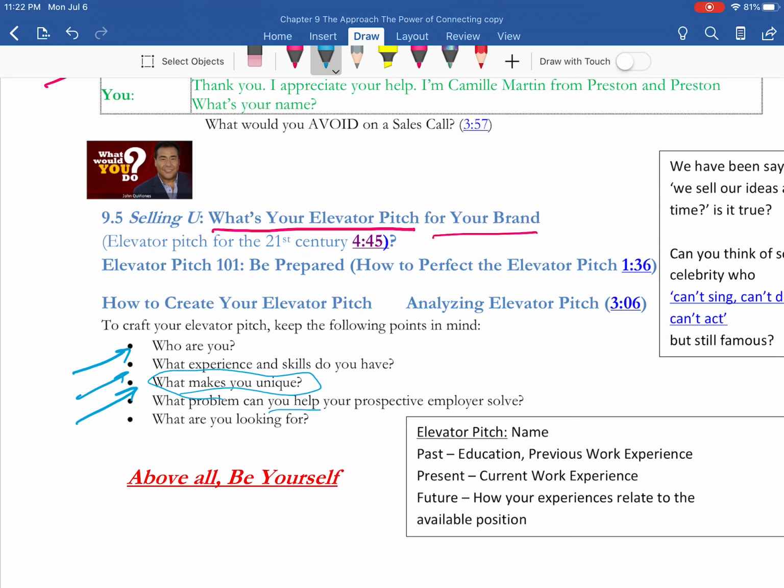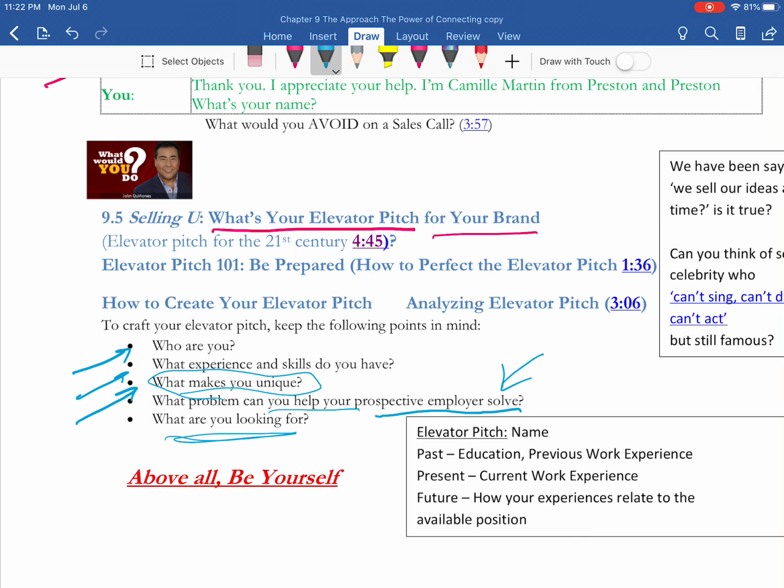What problem can you help your prospective employer solve? You have this specific skill set. You know how to grow plants. You know how to take care of the greenhouse. And the customer, which is your employer, is potentially having a problem with that, and you have found out by doing the research work, by communicating with a lot of mutual contacts, and you will be able to help them solve it, so they should hire you.